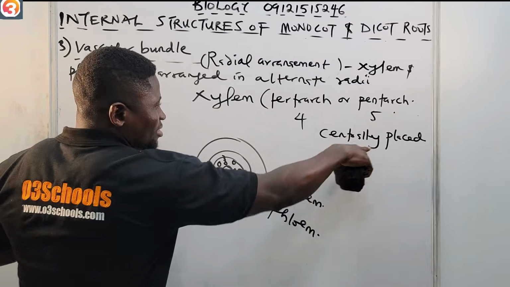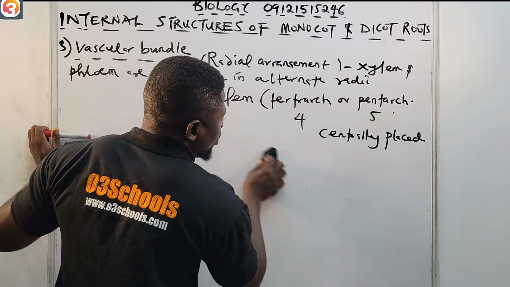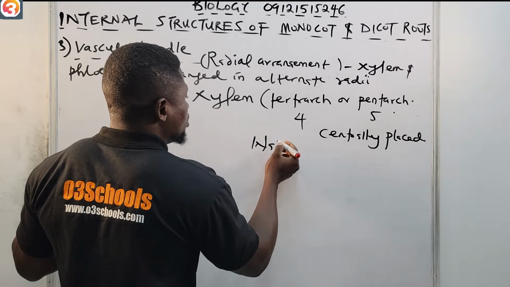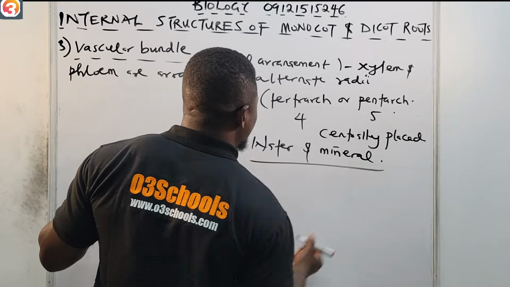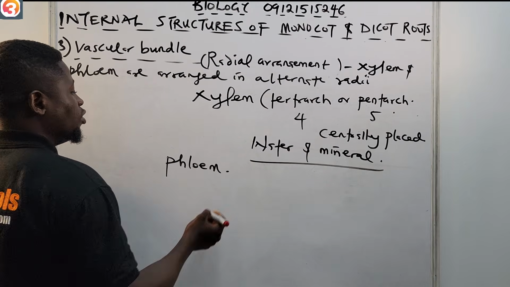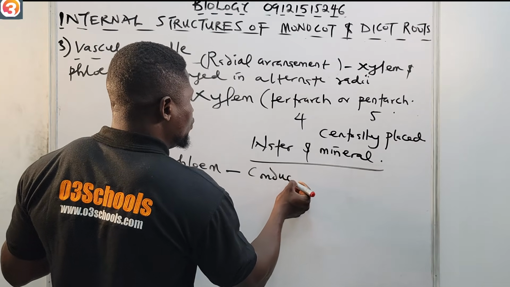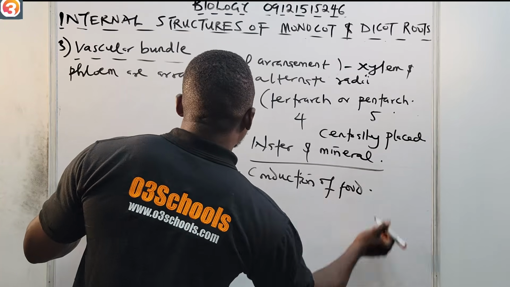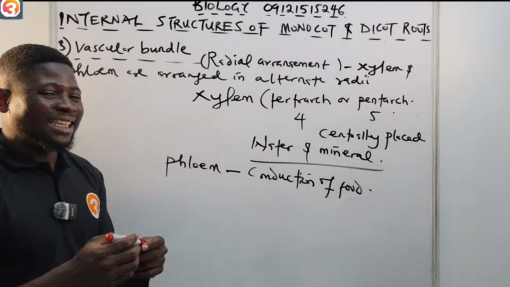So the xylem is centrally placed in 4 or 5 patches, as you have seen, and of course the xylem helps in water and mineral conduction. The phloem, on the other hand, helps in the conduction of food. So it alternates with the xylem.